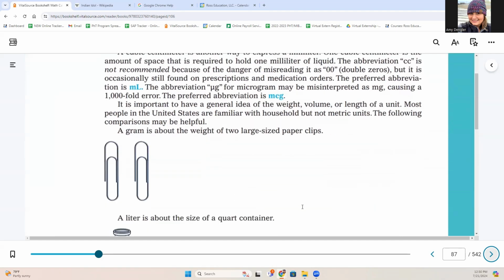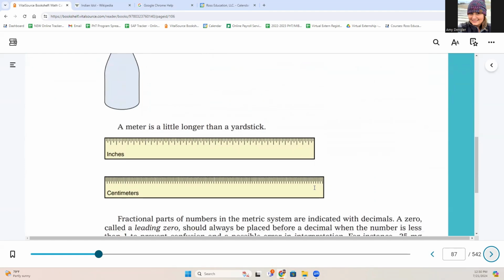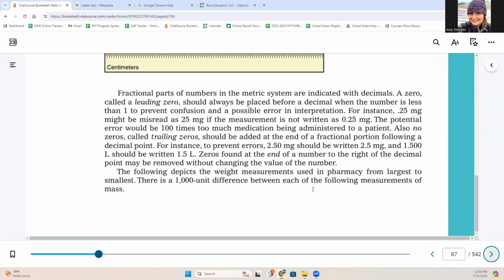So a gram is about the weight of 2 large-sized paper clips. A liter is about the size of a quart container. A meter is a little longer than a yardstick. And fractional parts of numbers in the metric system are indicated with decimals.